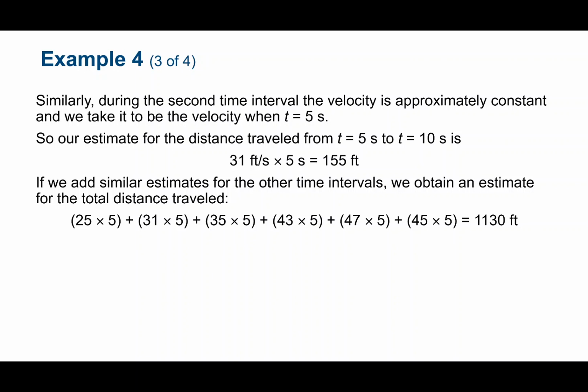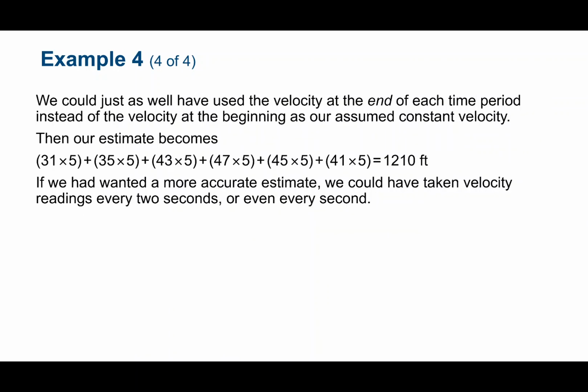Yeah, okay. So we could have done it the other way around. We could have used the velocity at the end of each interval. If we do the velocity at the end of each interval, like at 5 seconds we were going 31, so we could use that. And that's just like the left endpoint or right endpoint on the rectangle. If we use that method, then we get 1,210 feet traveled.